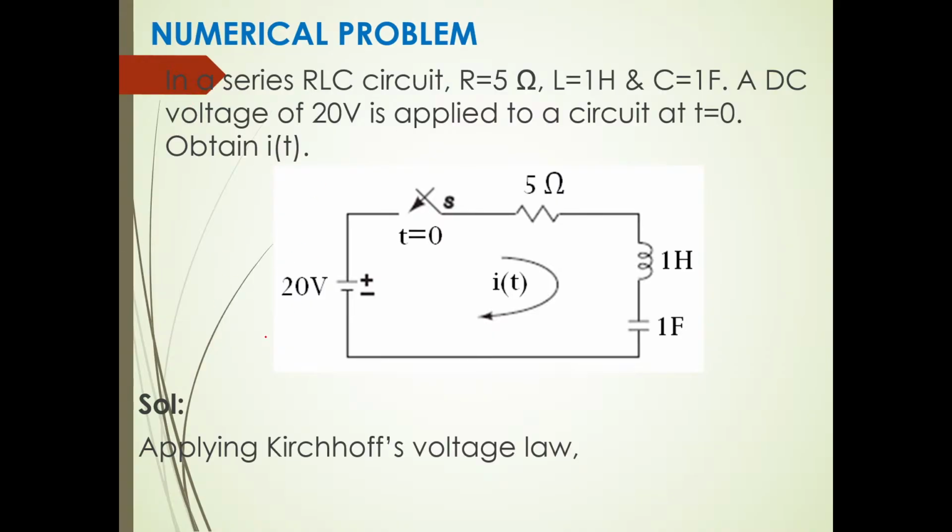The same circuit which we have discussed in the theory. It's an RLC circuit. R value is 5 ohms, L value is 1 Henry, C is 1 farad, and a DC voltage source of 20 volts is applied to the circuit at t equal to 0. Obtain I of t. For that, first of all, we have to apply Kirchhoff's voltage law. If you want, you can draw the circuit. Meanwhile, I will drink water.